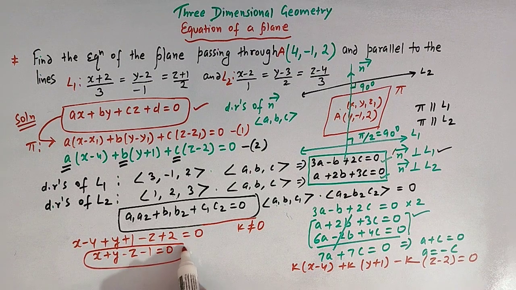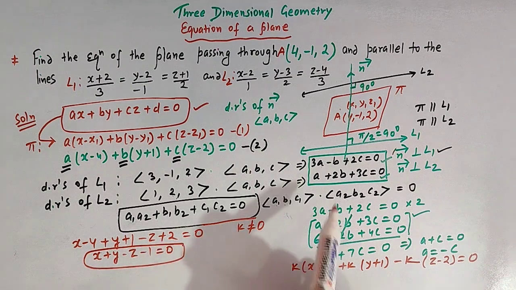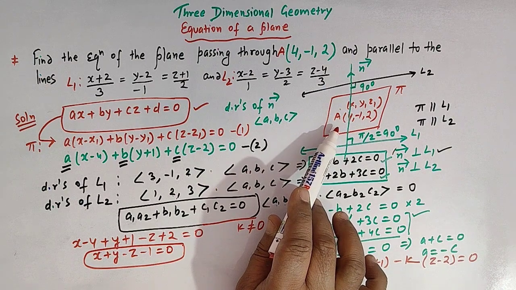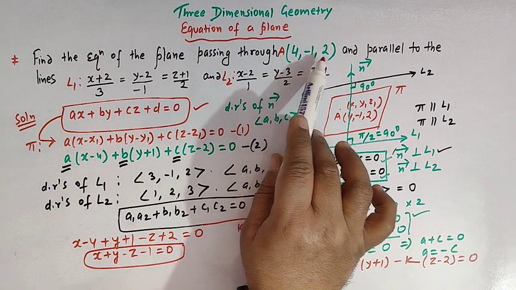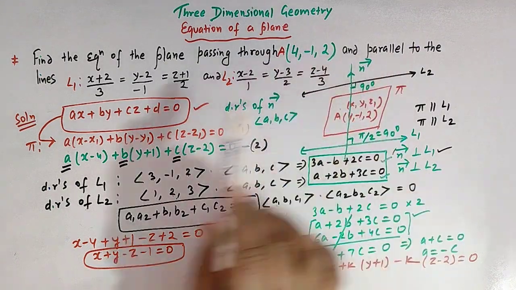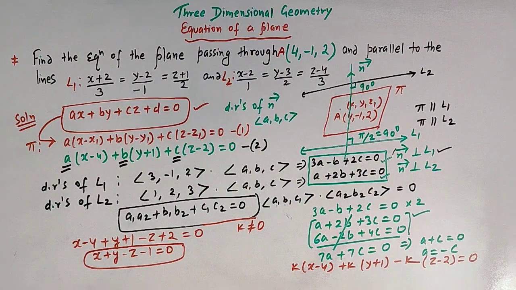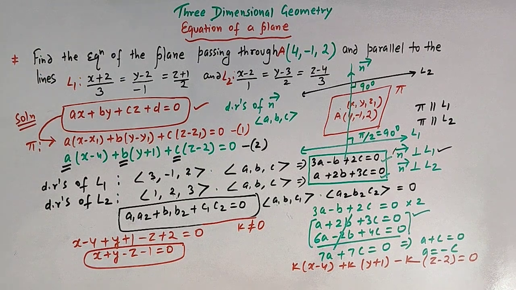So this is the required Cartesian equation of this plane pi, which passes through this point (4, -1, 2) and is parallel to these two lines, right?